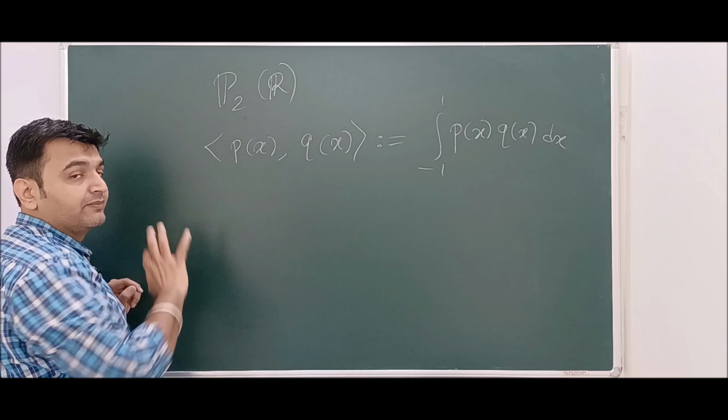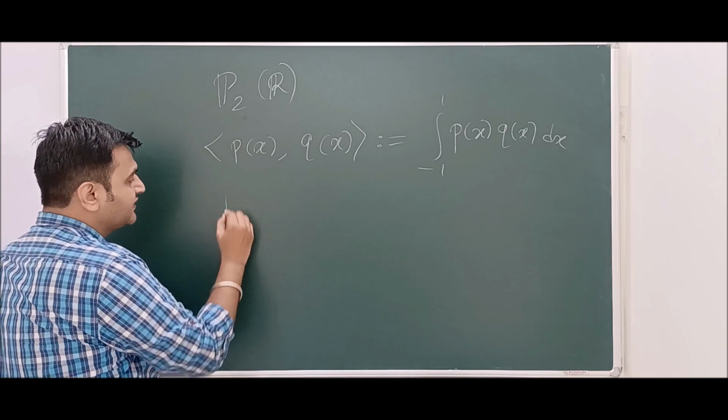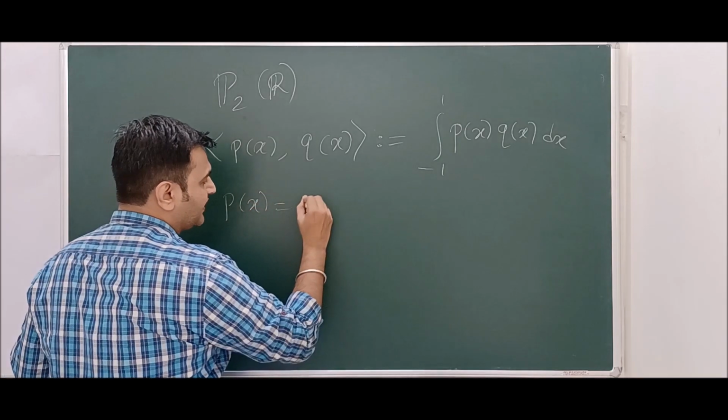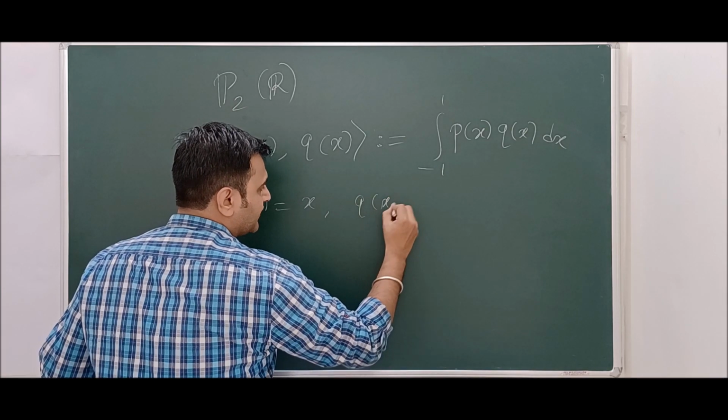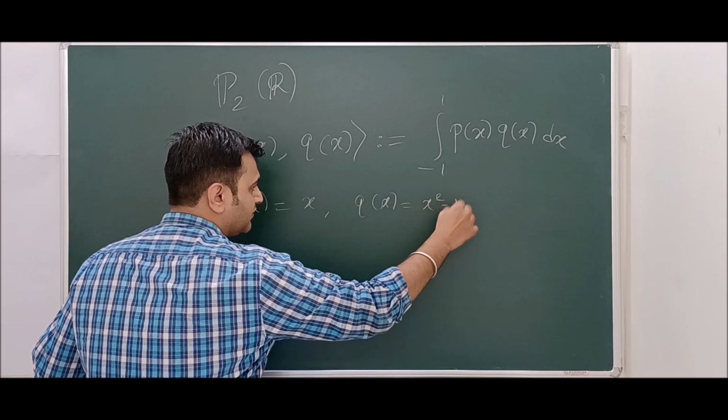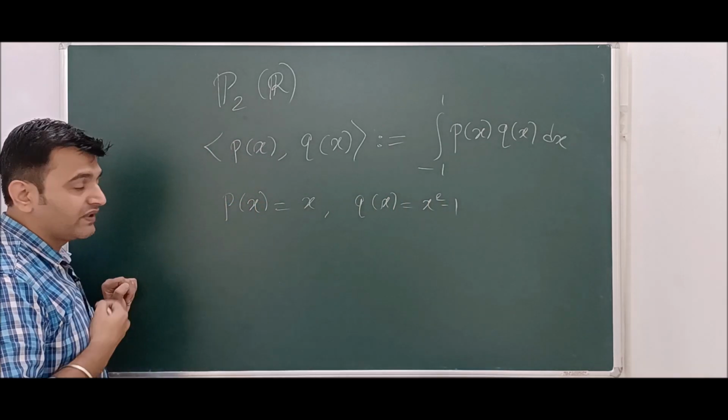So therefore this is an inner product space. Okay, now if I ask you, let P of x equal to x and Q of x equal to x squared minus 1. Are these two vectors orthogonal?